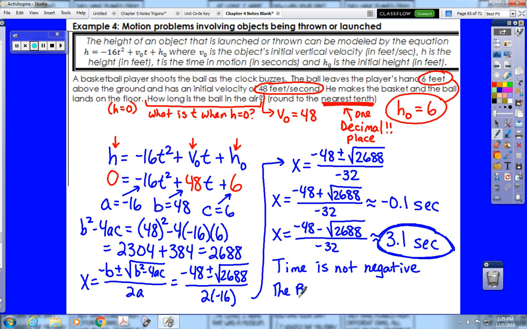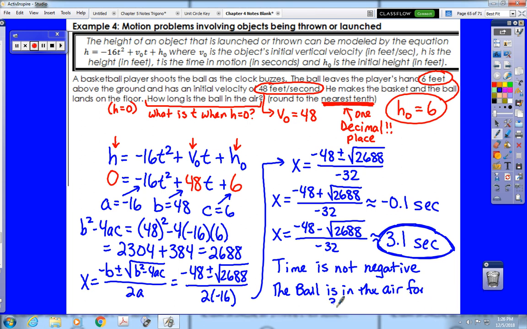So we would say the ball is in the air for 3.1 seconds. And that would be the answer that we would provide for this word problem. Again, a decimal is acceptable because it is a real-world word problem. Okay, hopefully I got it right this time.